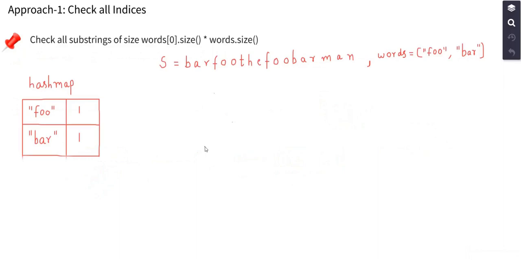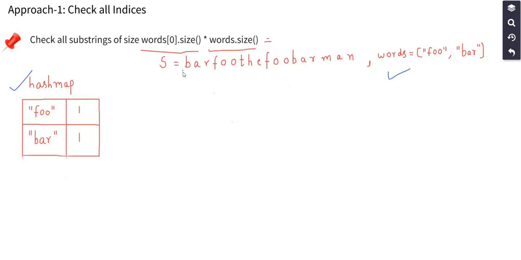Okay, so the approach is simple. We just check all the substrings of size equal to the number of words in the given array multiplied by the size of each word. That will give me the size of the valid substring that we want to search. Okay, so this is a hash map and this is the words array. So let's see how we can solve this problem.